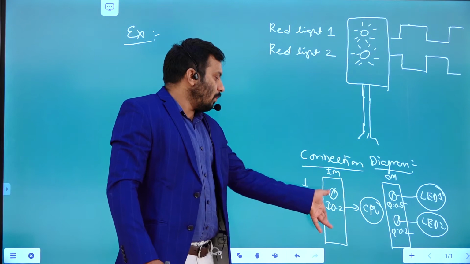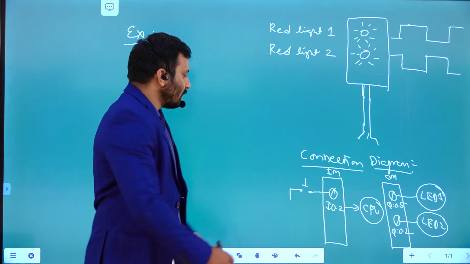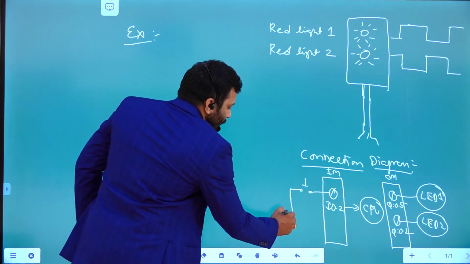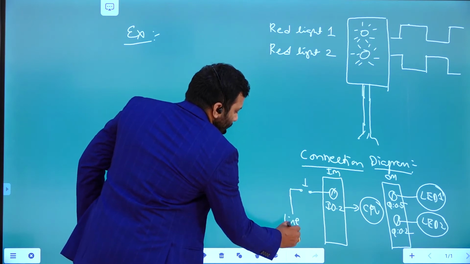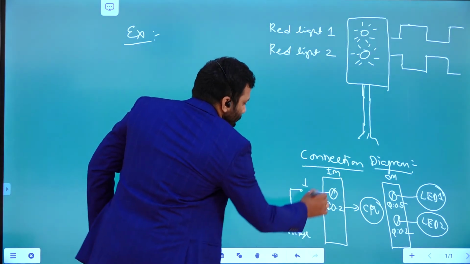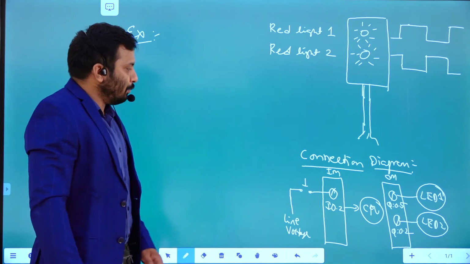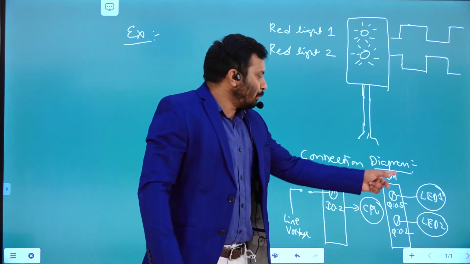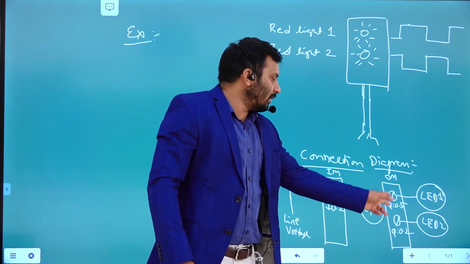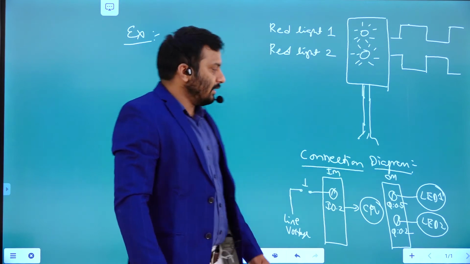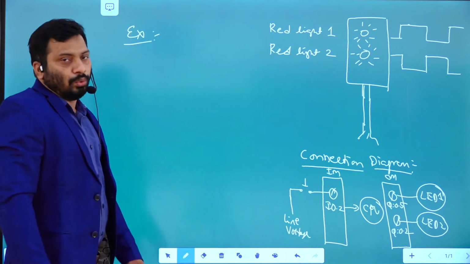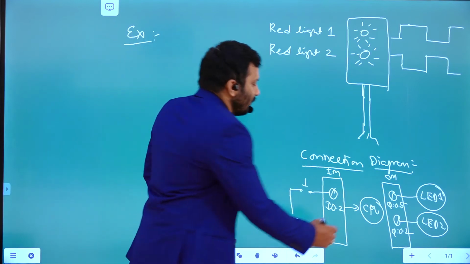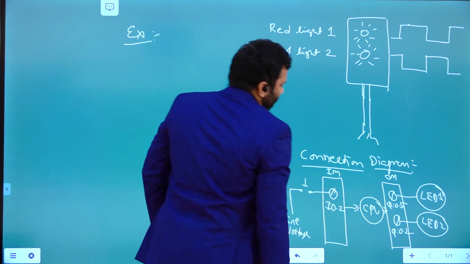Apart from that, we have 8 terminals. In these 8 terminals, one terminal is used to connect the switch. Here the line voltage is taken from the power supply terminal of the input module. The two output terminals, the third terminal and the sixth terminal, are connected to LED 1 and LED 2. So this is going to become the connection diagram.